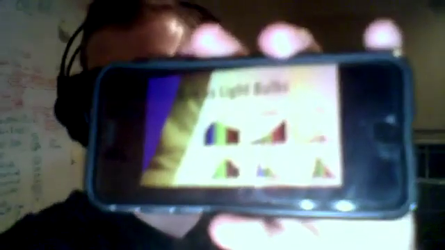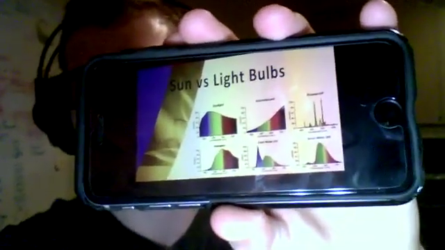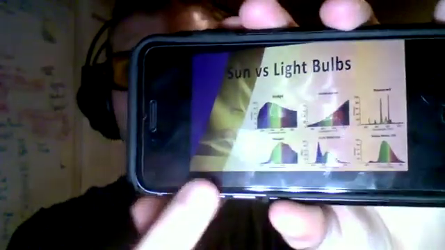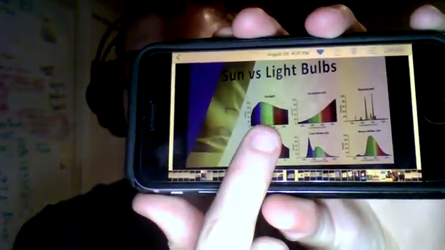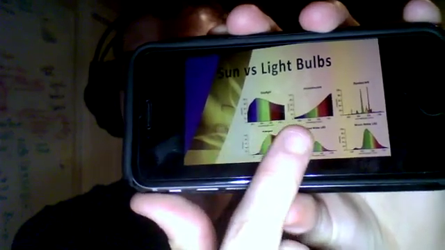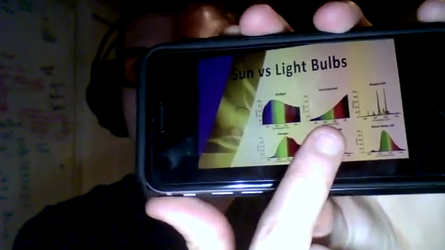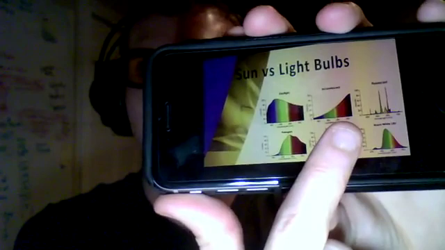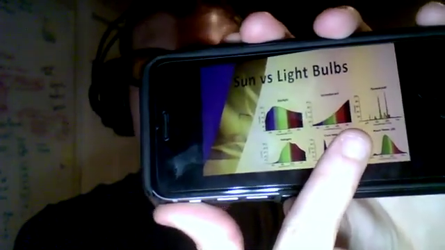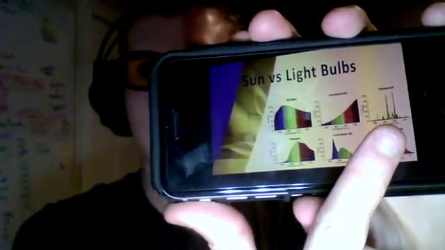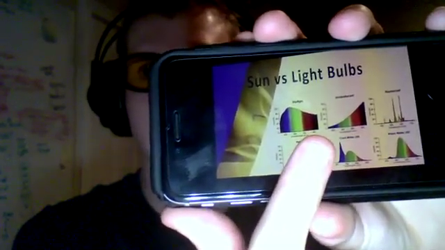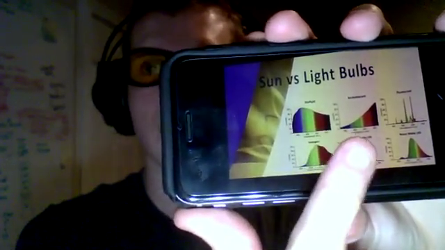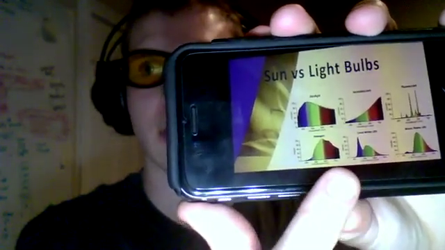Okay, so sun versus light bulbs. Let's take a look at this and then talk about the implications. Sunlight is this one, which you can see is called full spectrum. An incandescent bulb has low blue light, and a lot of light is put out as red and also as heat. Fluorescent light puts out these very unnatural spikes of green and red. Compare that to sunlight. What's that going to do to your biology? What is your skin going to think is going on?